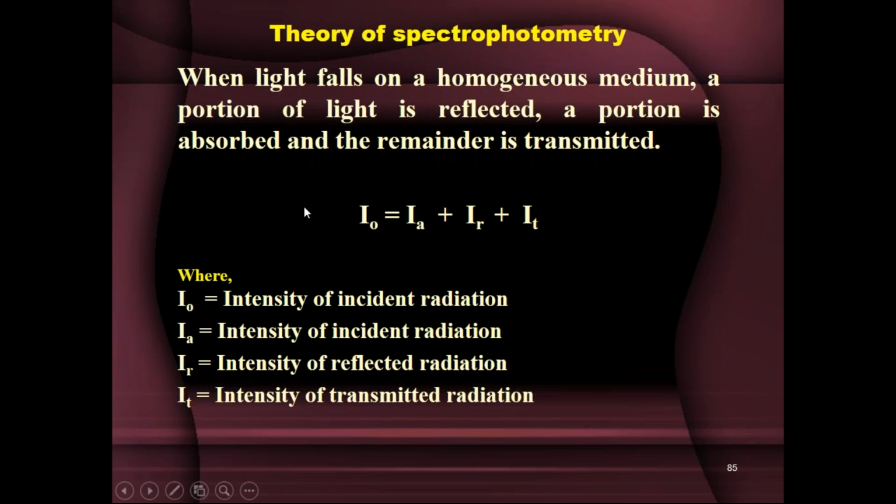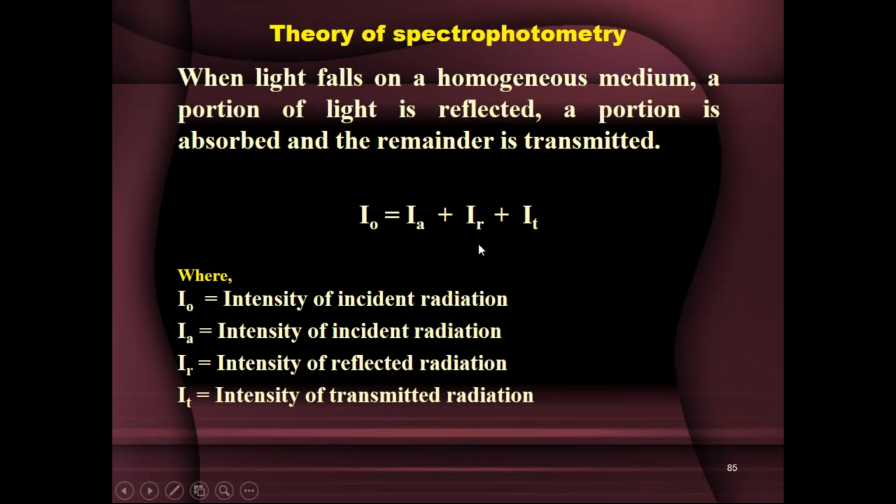So here we have the equation I0 equals IA plus IR plus IT. What is I0? I0 is the intensity of incident radiation. IA is the intensity of absorbed radiation. IR is the intensity of reflected radiation. And IT is the intensity of transmitted radiation.